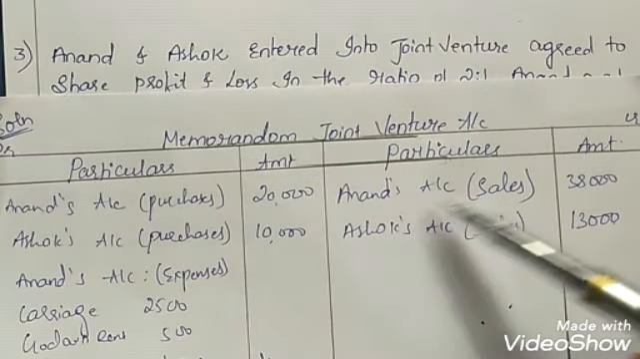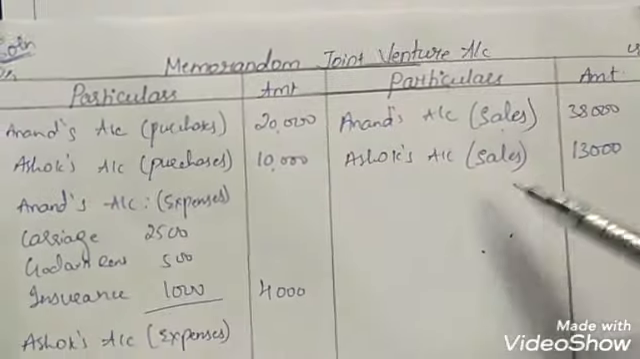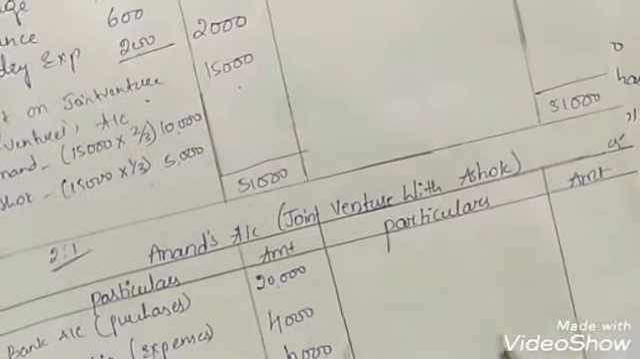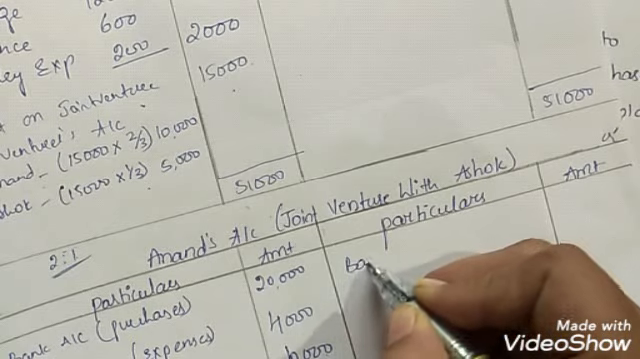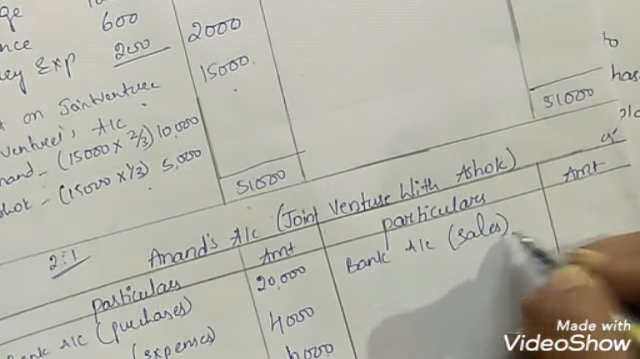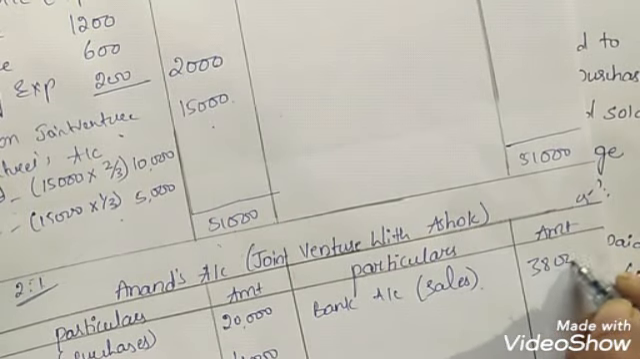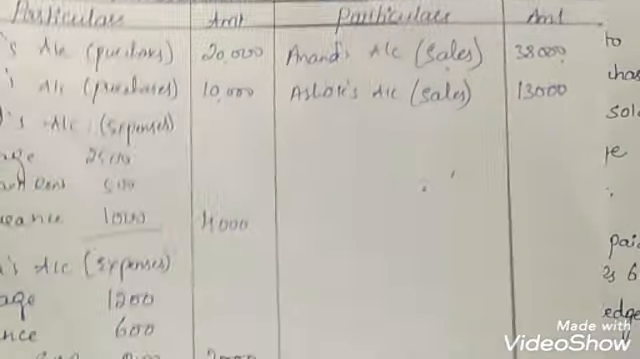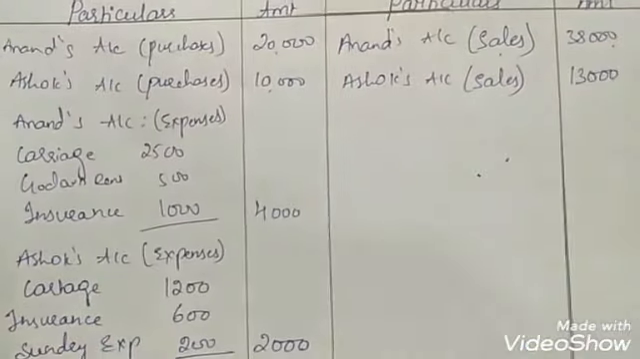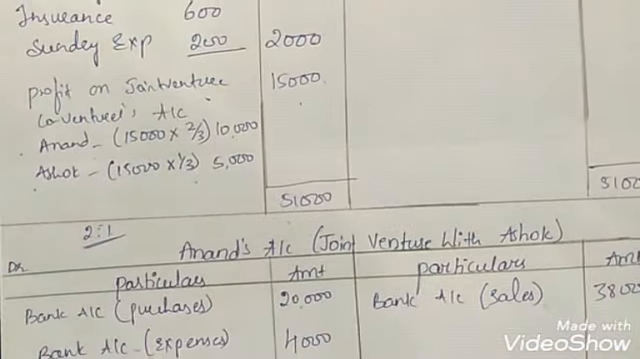We have Anand's account for sales on the credit side, right? So take the sales transaction also in Anand's account. Again take it as bank account, okay? In bracket, sales, right? So the amount is also the same, 38,000 rupees, right? Other than that, we don't have Anand's account anywhere, okay? So these are the transactions made by Anand, okay?